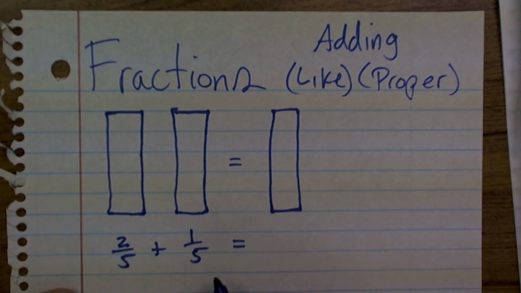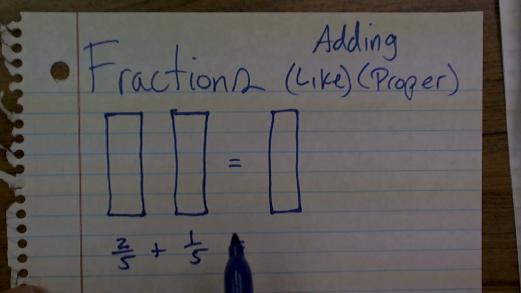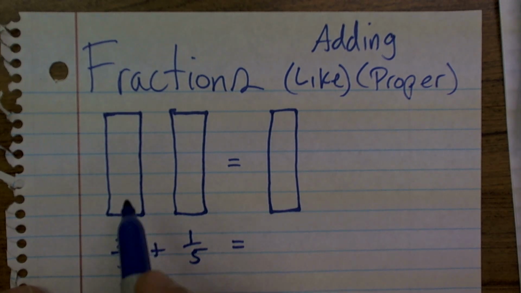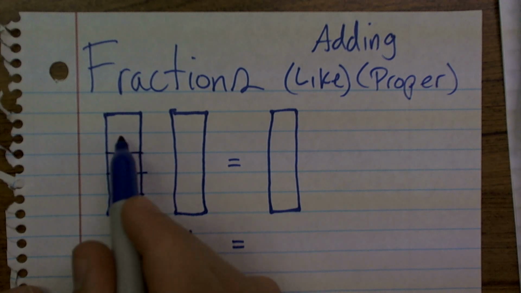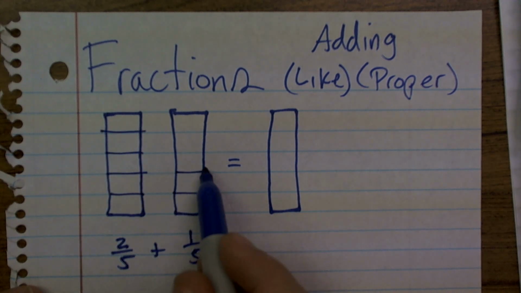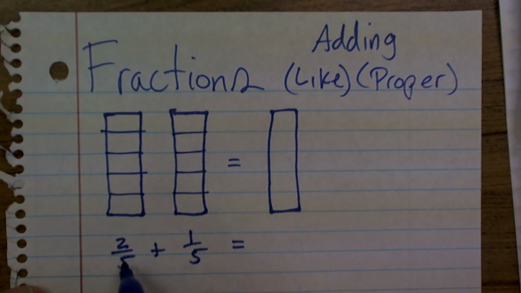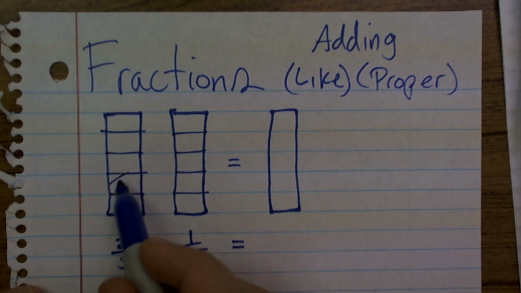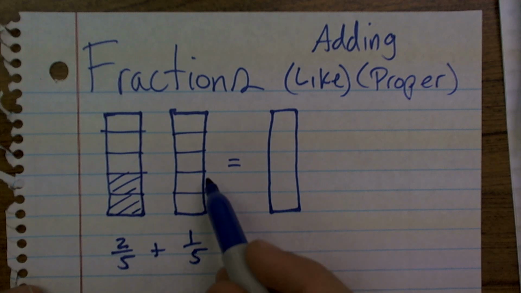So to add these, let's represent 2/5 and 1/5 first. So remember, the bottom number, my denominator, is going to tell me how much I'm going to section off my whole. Okay, so if I have 5, that means I've broken this down into 5 different sections. The top number tells me how many I'm going to select or kind of highlight.